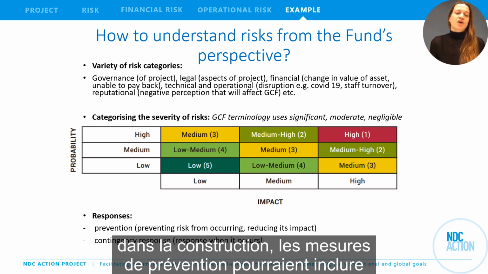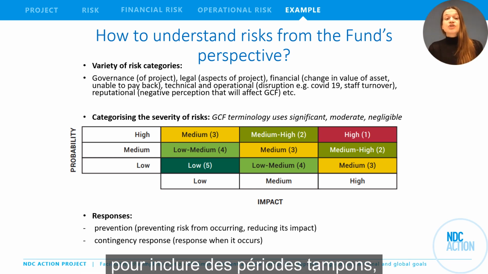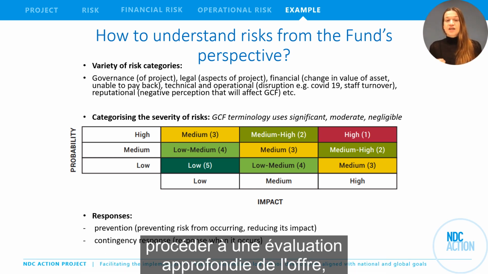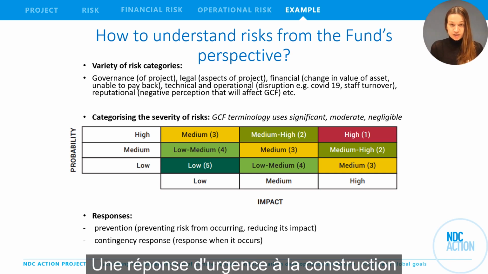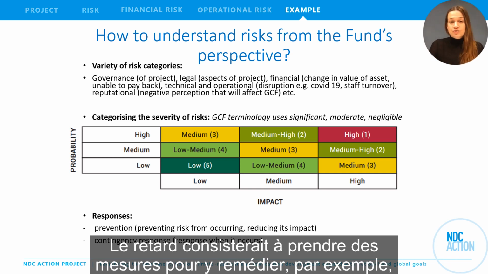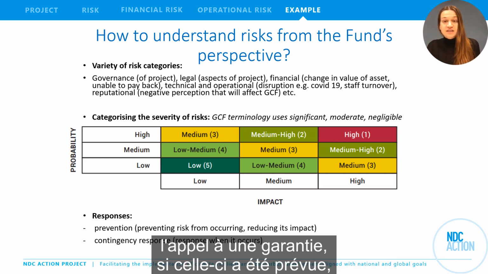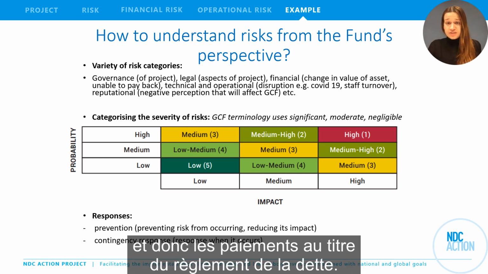For the risk of construction delay, prevention measures could include a variety of measures to include in the project design. For instance, the project could seek to include time buffers, conduct thorough supply assessment, and so on to reduce the risk of a delay in construction. A contingency response to construction delay would consist in measures to respond to the delay. For instance, calling a guarantee if this has been arranged for, to cover the delay in revenues and thus debt settlement payments.